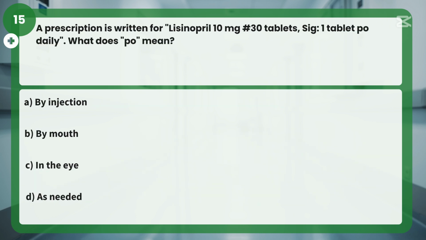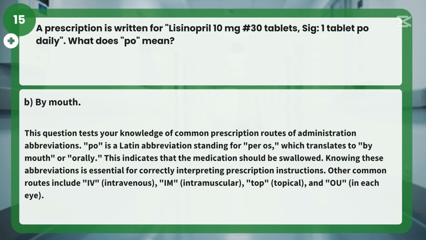Question 15. A prescription is written for lisinopril 10 mg, number 30 tablets, Sig: 1 tablet PO daily. What does PO mean? A. By injection. B. By mouth. C. In the eye. D. As needed. Answer: B. By mouth.